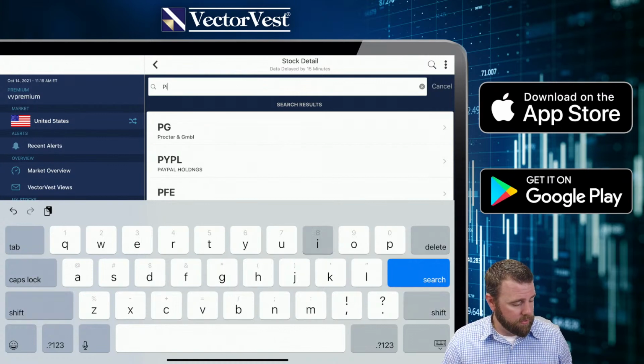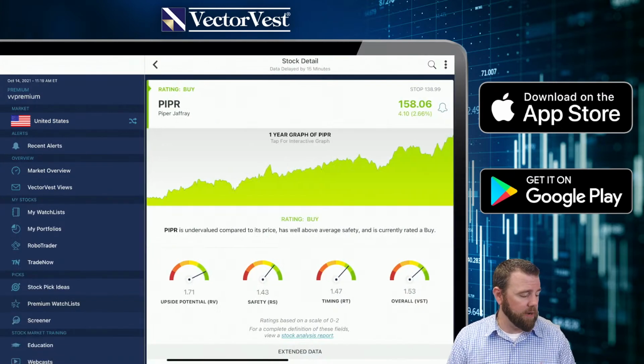PIPR. PIPR, good long-term potential, less risk associated with the stock. You have a nice, steady, strong uptrend. Overall, stock is definitely favorable here.